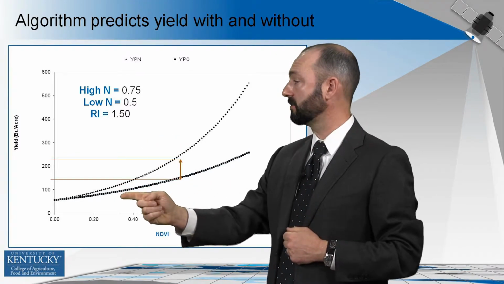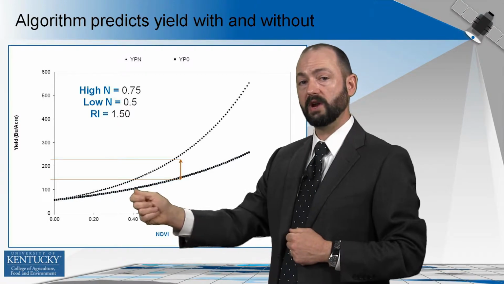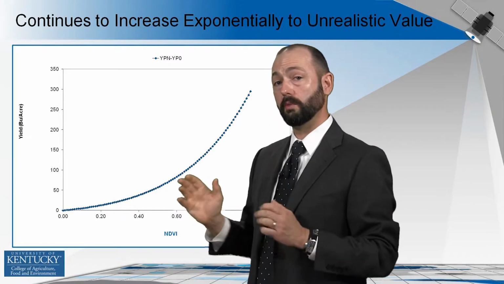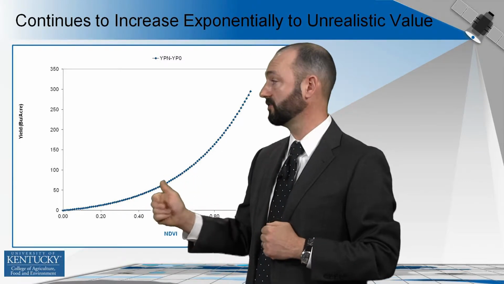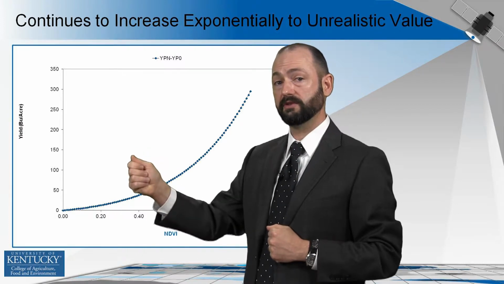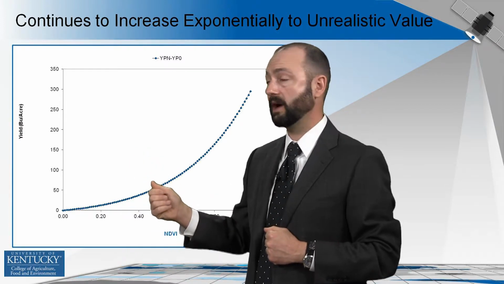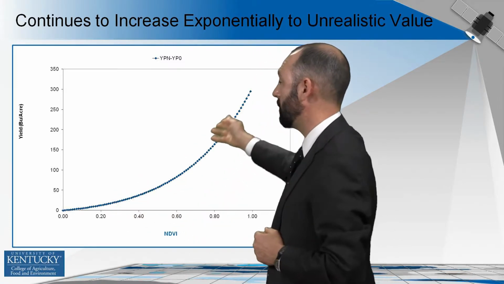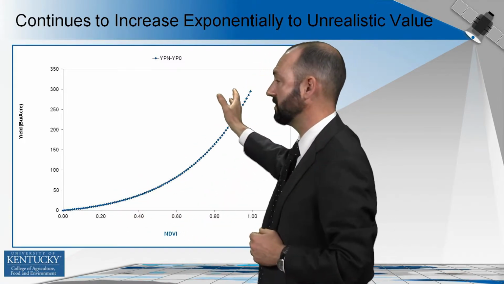Make note that down here at the very low NDVI, we're not seeing very much responsiveness. The other thing to notice when we look at a yield prediction equation, and this is the same data, but I've subtracted the yield without nitrogen from the yield with nitrogen. And so what I'm plotting here is yield responsiveness across the NDVI range. And we see that it starts to go up exponentially to unrealistically high yield levels.